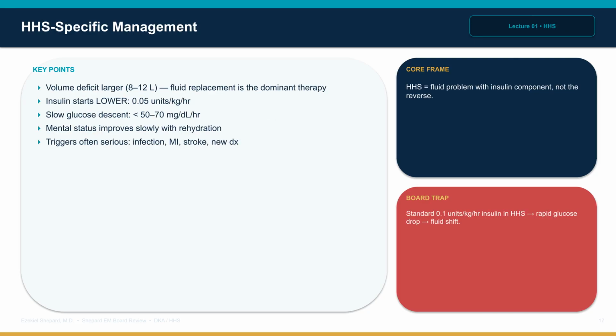HHS management differs from DKA in important ways. The volume deficit is larger, often 8 to 12 liters in adults. Start with isotonic crystalloid at 15 to 20 milliliters per kilogram per hour. The fluid replacement is the dominant therapy. Insulin is typically lower dose, starting at 0.05 units per kilogram per hour because the dehydrated patient is more sensitive. Glucose drops should be slow, less than 50 to 70 milligrams per deciliter per hour to prevent cerebral fluid shifts. Mental status improves with fluid and glucose correction, but slowly. Triggers in HHS are often serious: infection, MI, stroke, or new diabetes. The board concept is that HHS is a fluid problem with an insulin component, not the reverse.